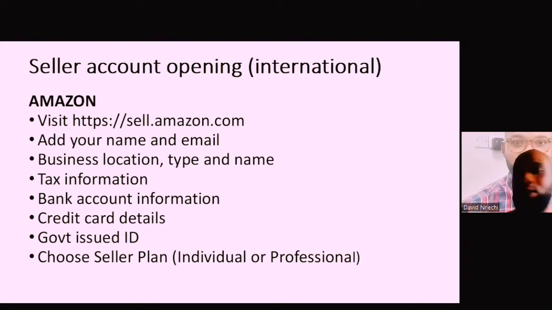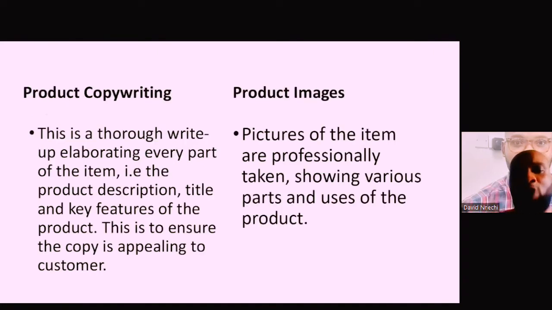So when you go to that site, make sure you have all these items, all these materials handy, because you are going to need them to complete your registration on Amazon. So yes, once you have a product, and then you have opened your seller account, the next thing you need is product copywriting. This is a thorough write-up elaborating every part of the product.